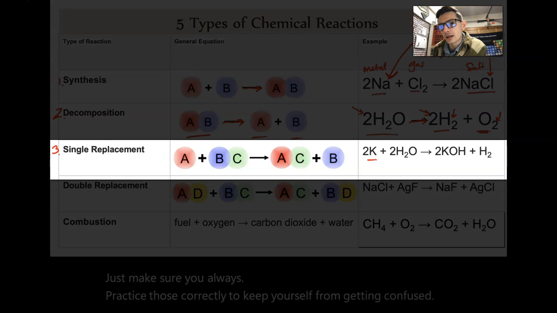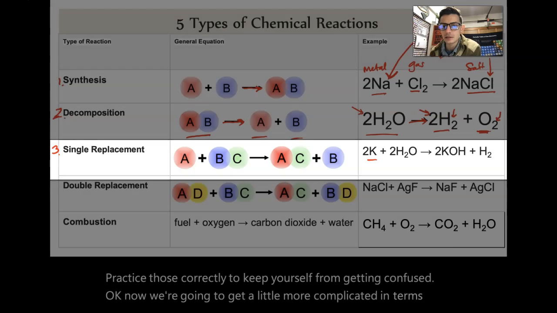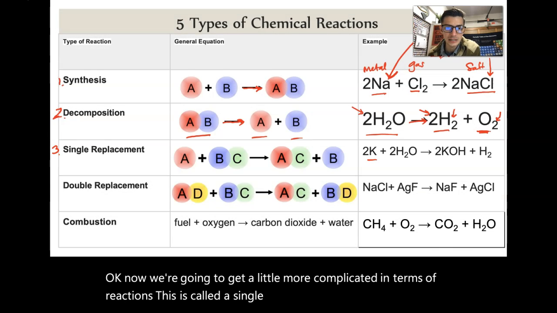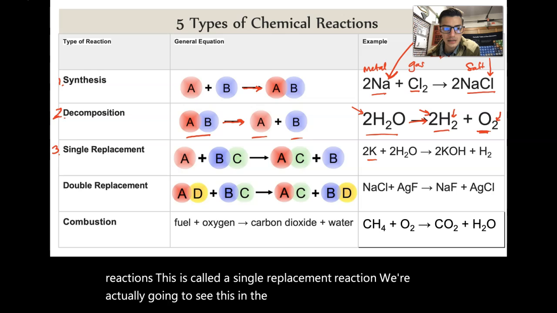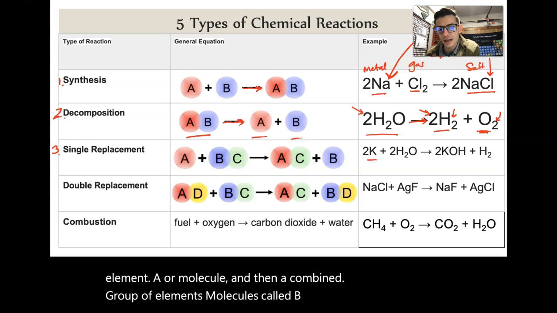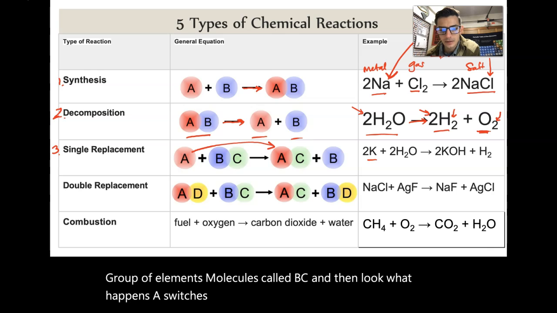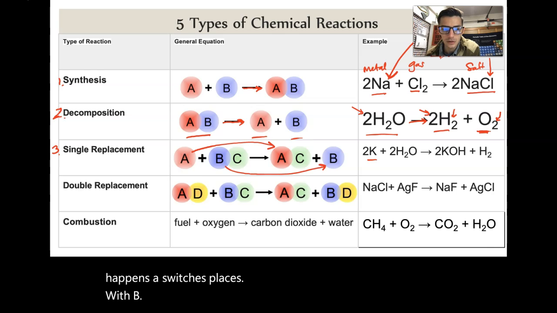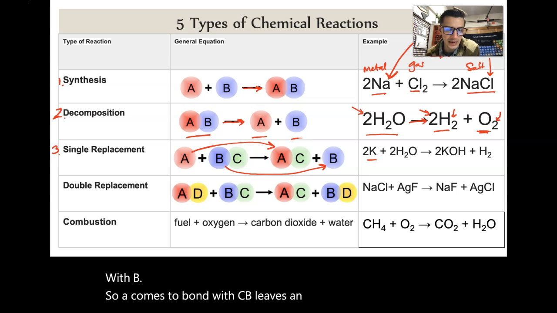Okay, now we're going to get a little more complicated in terms of reactions. This is called a single replacement reaction. We're actually going to see this in the lab a little bit. Here's A, the random element or molecule, and then a combined group of elements and molecules called B and C. And then look what happens. A switches places with B. So A comes to bond with C, and B leaves and goes off on its own. So A and B kind of switch places.